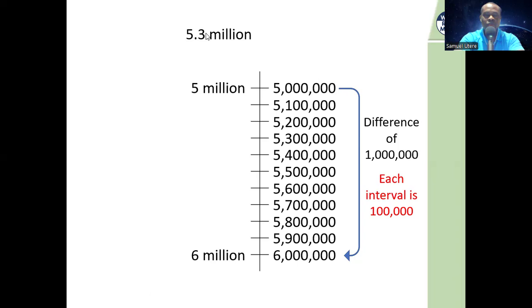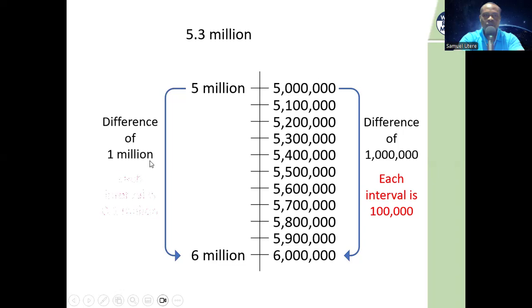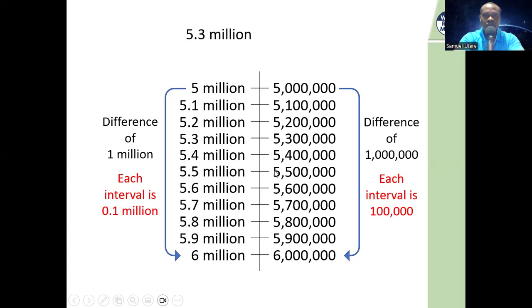But what about the 5.3 million? What does it actually mean? Well, again, we have 1 million, but here 0.3 means we're talking about tenths. So if each interval is actually 0.1, then it means we can fill our place value chart like this. So 5.3 million is the same as 5,300,000.